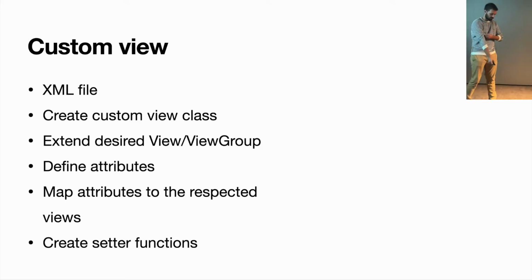If you think about custom views, these are probably the steps you need to follow if you want to make any custom view. So we're basically going to implement some XML file to put some tags that you want. Then you are going to create a custom view class that extends the view or view group depending on what you want to achieve. Then if you really want to have some values inside it, you need to define attributes. Then put the values of these attributes into the views from the XML. And at the end, you probably want to make some setter functions to enable change of that custom view programmatically inside your code.